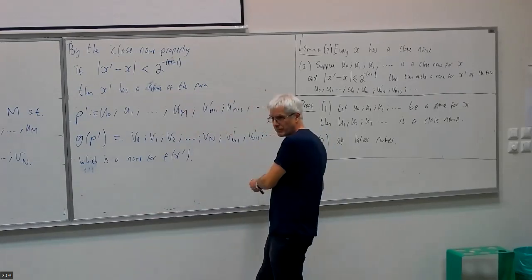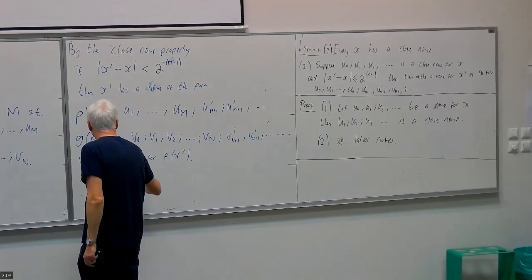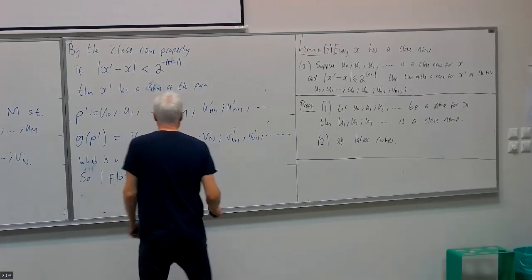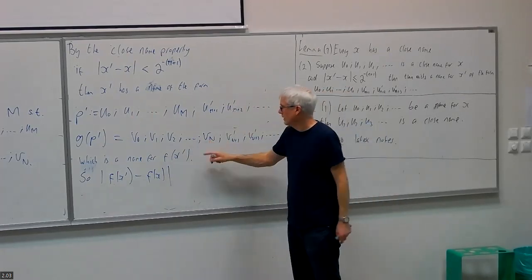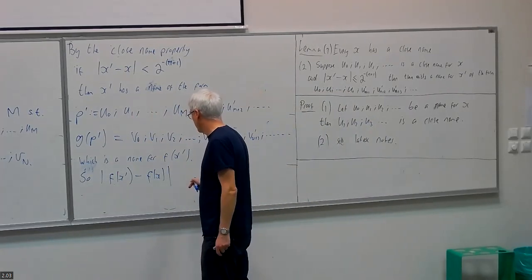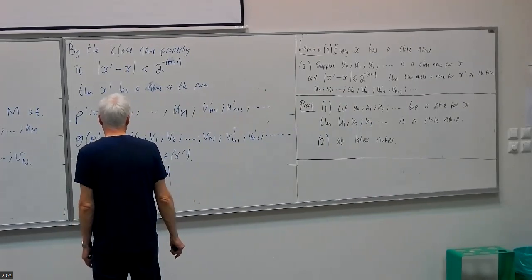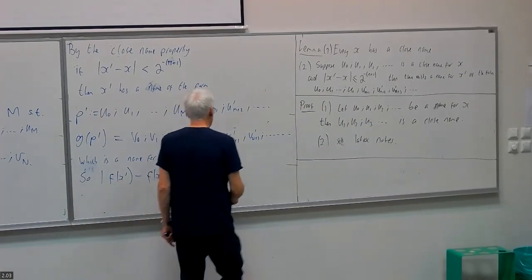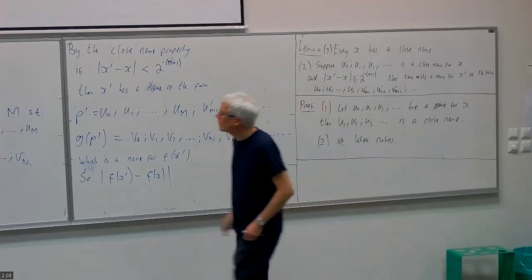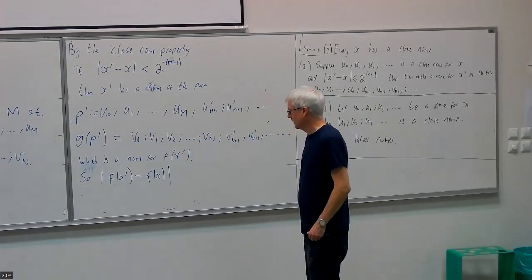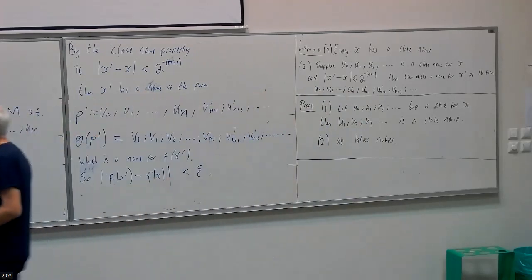So by the property that's guaranteed of names, the distance between f of x prime and f of x, well, we've got the same starting prefix as far as V1 to Vn. So this is within, two to the minus n is less than. Well, the point is that needs to be less than epsilon, and it must be very obvious.